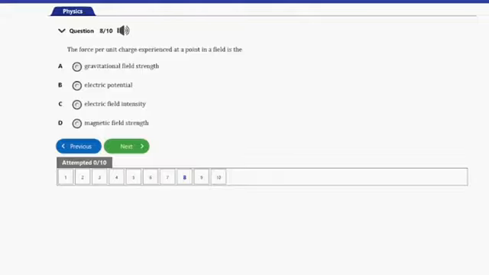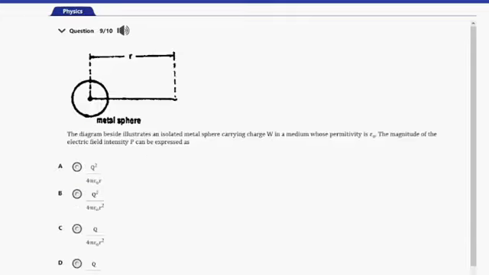It says, the force per unit charge experienced at a point in a field is the A, gravitational field strength, B, electric potential, C, electric field intensity, D, electric field strength. So guys, the answer to this question is option C, and that's electric field intensity. So let's go ahead and consider the next question, guys. That's question number 9 here.